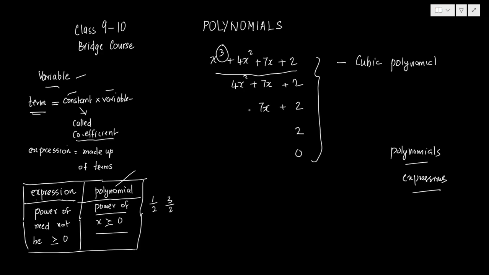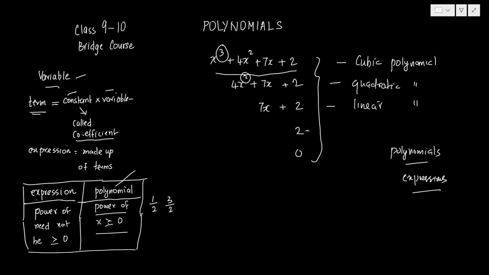This is called a cubic polynomial. In this case, the power is 2. The highest power of the variable is 2, so this is called a quadratic polynomial. Here, the power of x is 1, so this is called a linear polynomial.